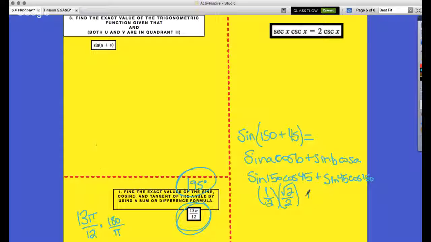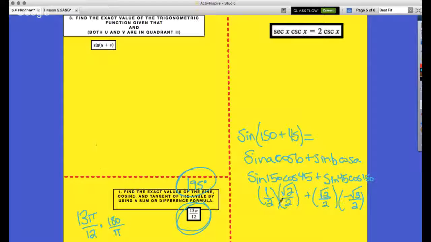Okay, the sine of 45 is square root of 2 over 2. And cosine of 150 is negative square root of 3 over 2. Be sure to take the signs with it. That's important in all of these. So now when I distribute, I get square root of 2. Make sure you do the top and the bottom.